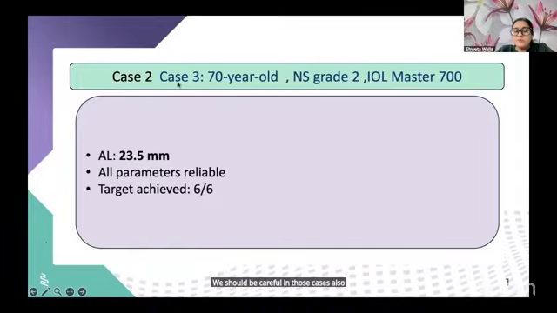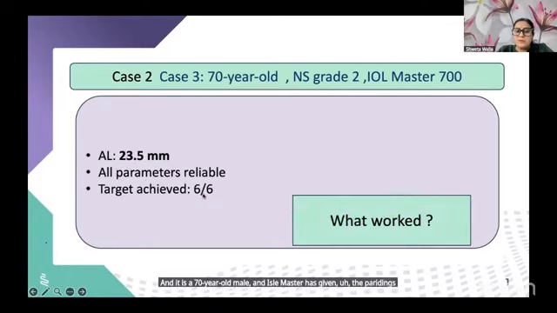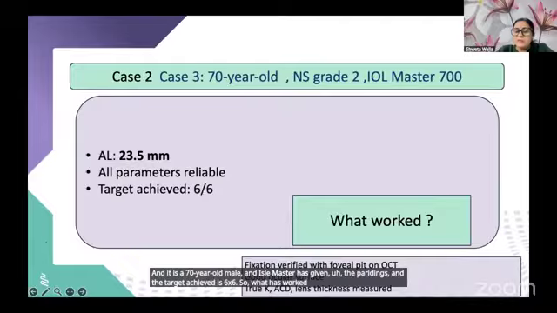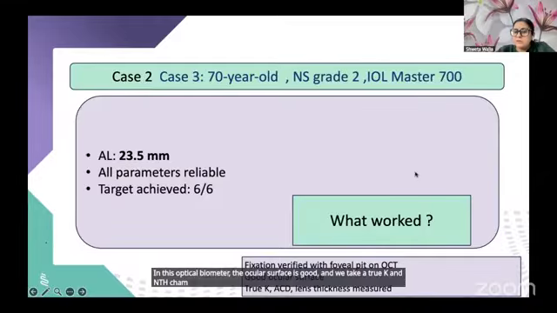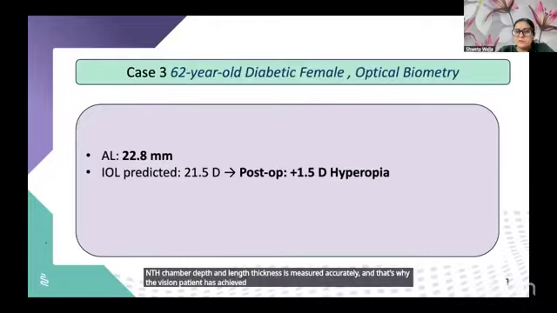Now, most of us have shifted to optical biometers, but we should be careful in those cases also. Now, this is a case too, a 70-year-old male, and the IOL Master has given the readings, and the target achieved is 6/6. So what has worked? The fixation is verified, as in this optical biometer, the ocular surface is good, we take a true K, and anterior chamber depth and lens thickness are measured accurately, and that's why the patient has achieved a target vision of 6/6.